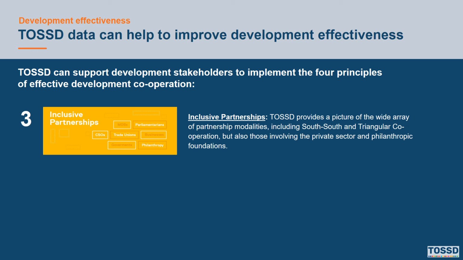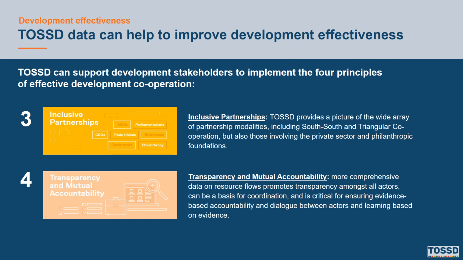Furthermore, effectiveness is also about inclusive partnership, and in this domain, TOSD can provide a picture of a wide array of partnership modalities, including South-South and triangular cooperation, but also those involving the private sector and philanthropic foundation. Finally, what about transparency and mutual accountability? A more comprehensive data on resource flows can promote transparency among all actors and can be a basis for coordination. It is also critical for ensuring evidence-based accountability and dialogue between actors and learning based on evidence.